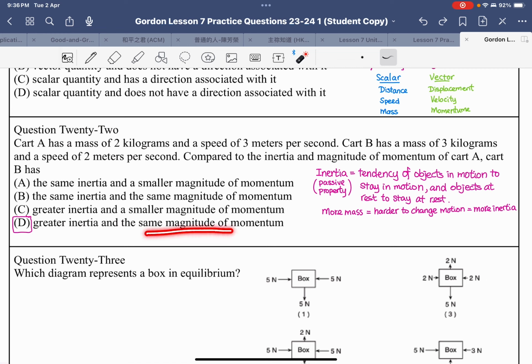It has the same magnitude of momentum. However, the inertia is not the same. And the reason why we say same magnitude of momentum is because this question doesn't actually tell you the direction. So we can only address the magnitude of the momentum.